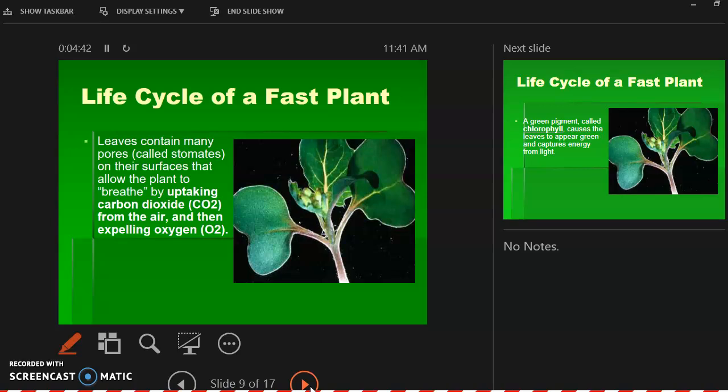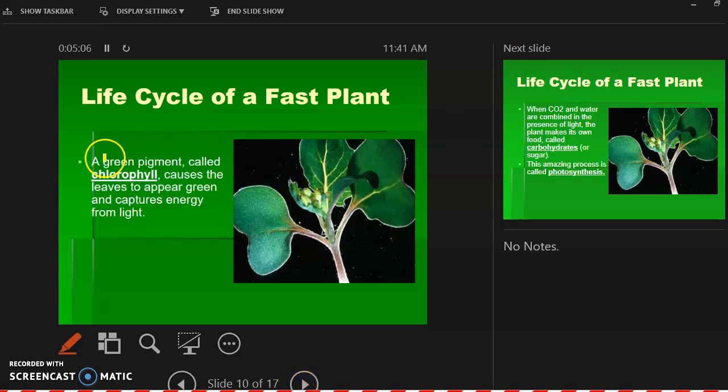The leaves are going to contain pores called stomata on their surface that allow the plant to breathe by uptaking carbon dioxide from the air and then expelling oxygen. That's when photosynthesis is going to occur. The stomata will open and close. The stomata will close at night, so the plant won't photosynthesize at nighttime. A green pigment called chlorophyll causes the leaves to appear green.